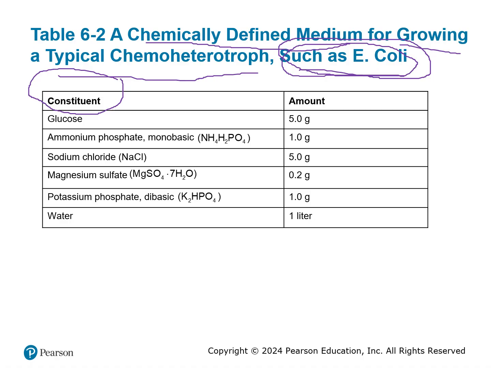We know there's exactly 5 grams of glucose, 1 gram of ammonium phosphate monobasic, 5 grams of NaCl, sodium chloride, 0.2 grams of magnesium sulfate. This means that it has water with it. Okay, 1 gram of potassium phosphate, basic, and all of this is dissolved in 1 liter of water. So again, chemically defined means we know exactly what is in it.